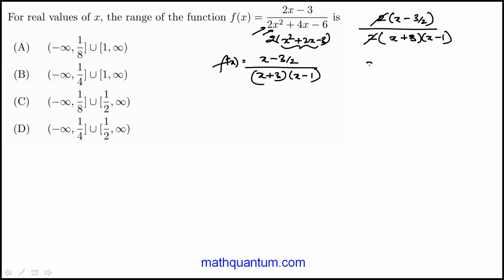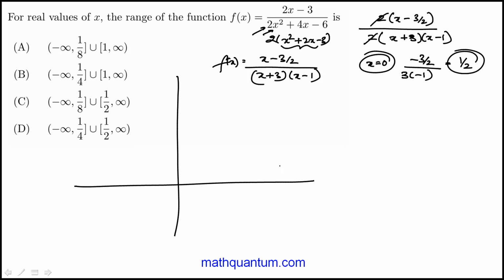I'm also going to examine what happens when x is 0. So this would be minus 3 over 2, 3 times minus 1. That becomes half. So I know if I were to graph this, this point here is (0, 1/2). That immediately eliminates these two because half would fall in the range. So therefore it has to be between C and D. Now, this is the hard part: how do we distinguish between those two?